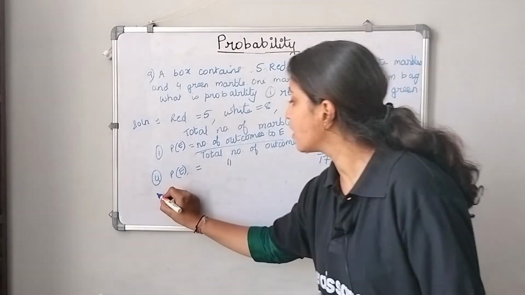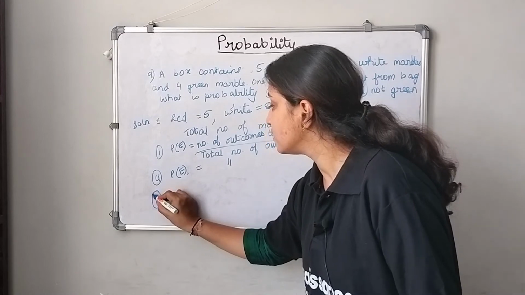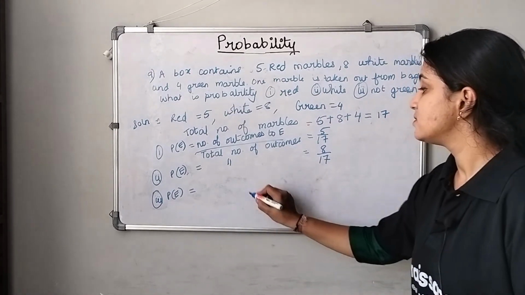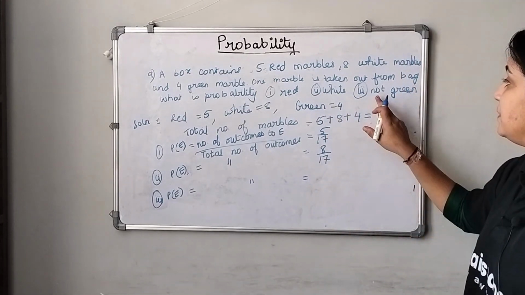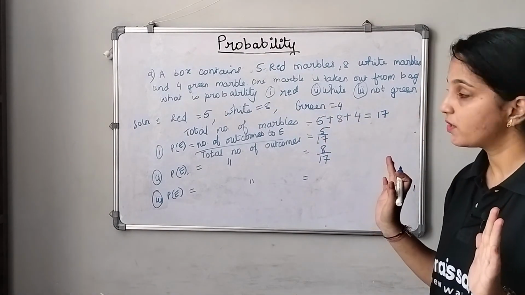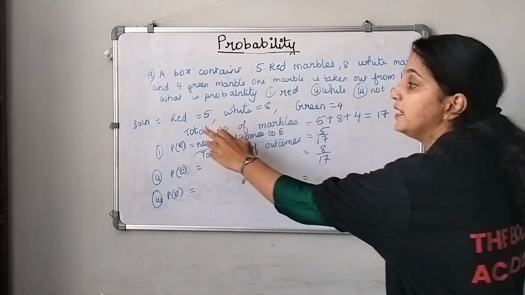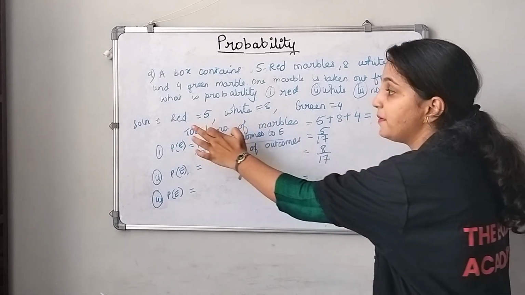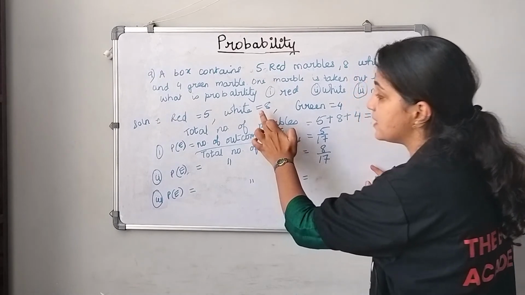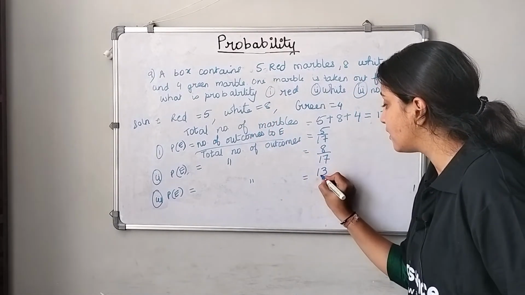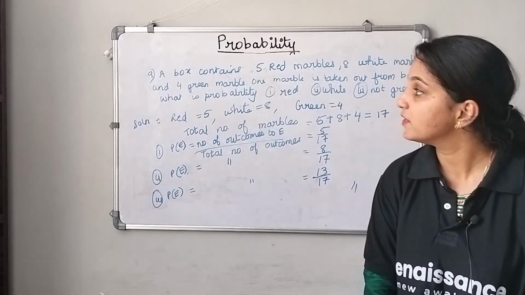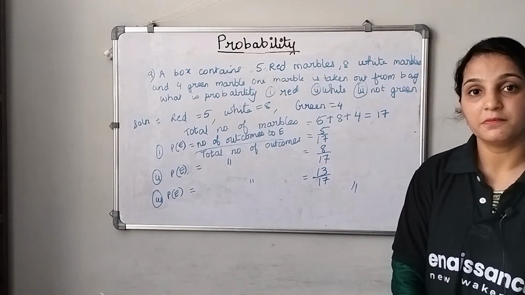Now third, not green. P of not green. Same. Now P of not green means how many? This is green, 4. P of not green means red and white. So how many red and white are there? Total 5 plus 8, which is, yes, 13. So 13 upon 17. So this is the solution for the 9th question, and we are done with the topic, that is probability.